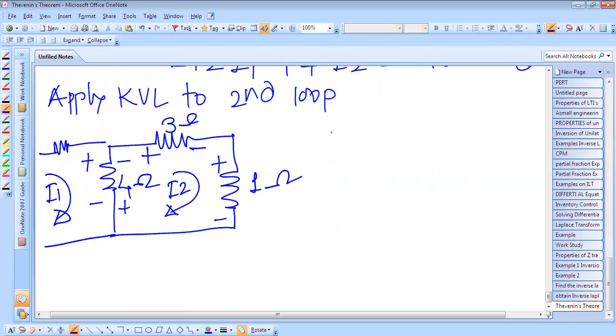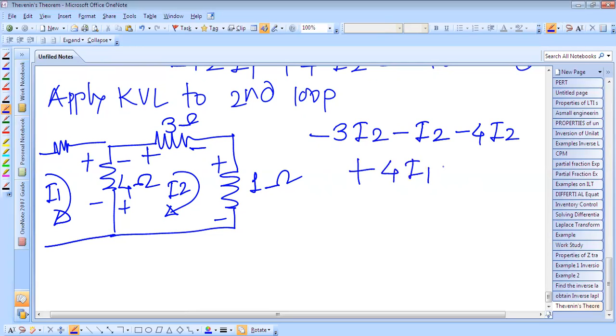So we'll start from this. This is minus 3I2, minus I2. Again, this is minus 4I2, but one more current is opposite to this current I2, and there will be a rise in potential because of this current I1. So plus 4I1, and this is equal to 0 because there is no voltage source in this loop. Okay, so 4I1 minus 8I2 is equal to 0.